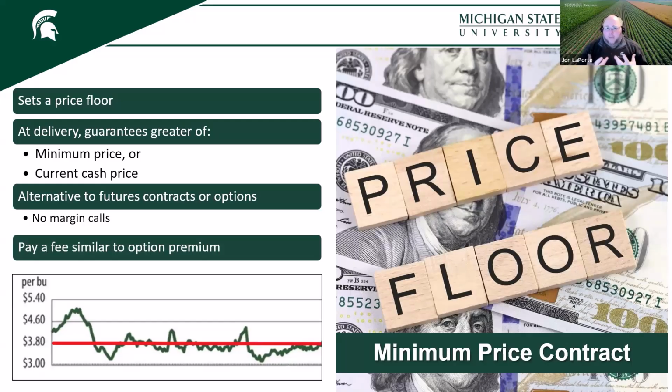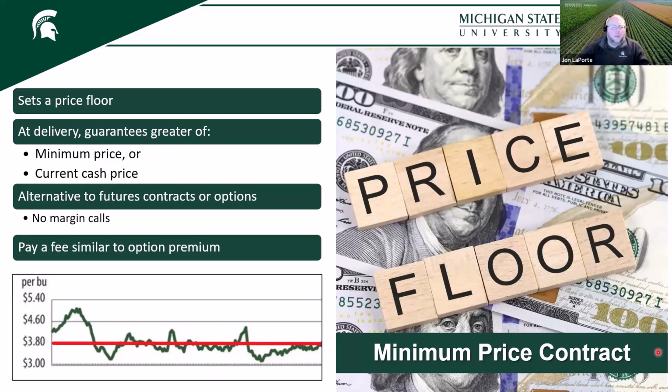But you do have to pay a premium. That's one thing you want to pay attention to when you're looking at some type of minimum price contract: there is a premium for using it. It's not going to be free. So keep in mind that it's usually that minimum price, or the current cash price, whichever is greater, and you're always subtracting off that fee.